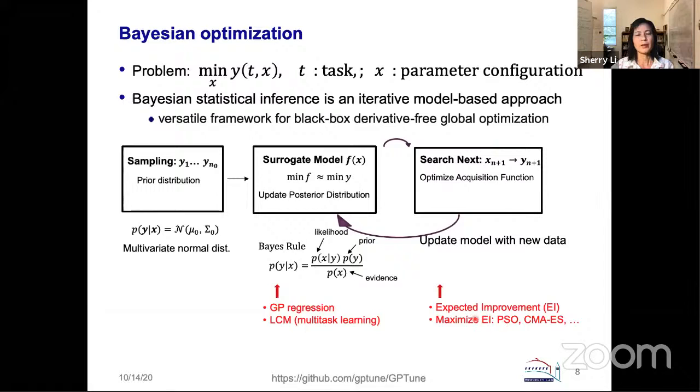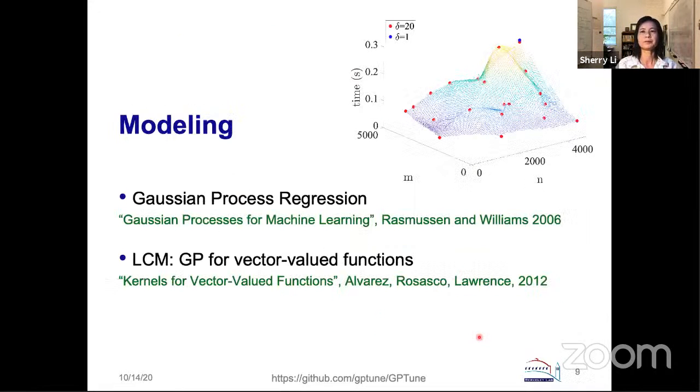So here we are using expected improvement, and we maximize this EI using, for example, particle swarm optimization and those global optimization techniques. So I'll dive into these two components. Okay, the first part is about modeling.